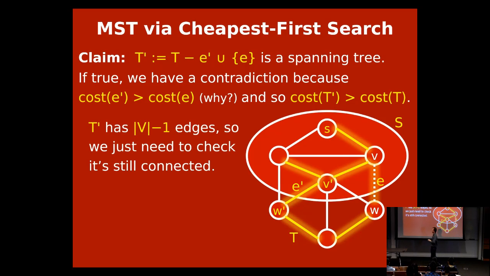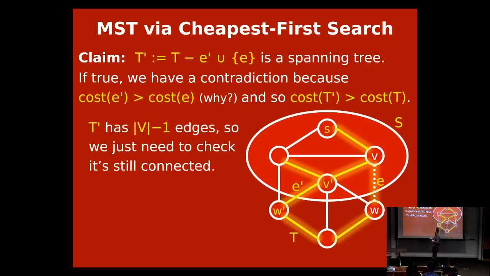Now we've just got to finish proving this claim that T prime is really a spanning tree. Well, it's a set of edges. That's a good start. And in fact, it has exactly cardinality of V minus 1 edges, because T was a minimum spanning tree, so it was a tree on cardinality of V vertices. So T had V minus 1 edges. We took out one edge and put in another, so T prime has V minus 1 edges too.